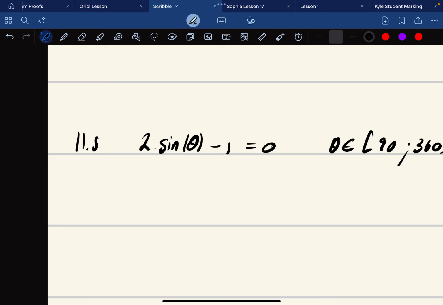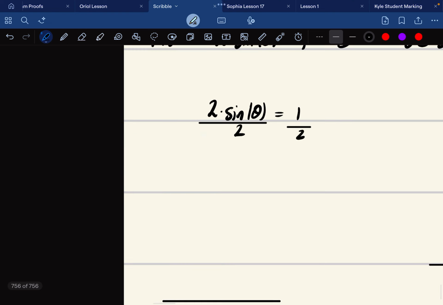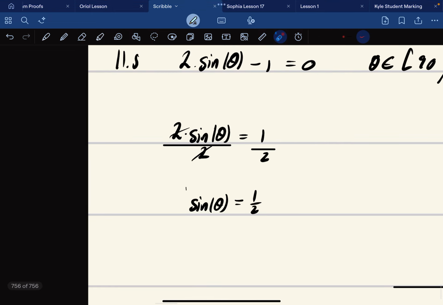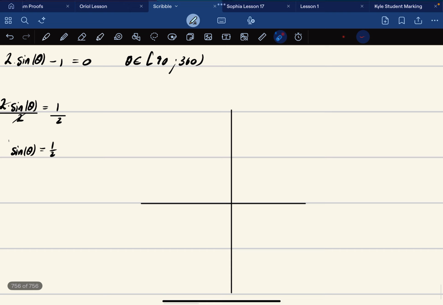So what did I say in the previous question? We must always aim to isolate our sine theta, right? So how do we isolate that? Our first step is to plus 1 both sides. 2 times sine theta is equal to 1. Next step is divide by 2 both sides, because we want to isolate sine. Cancel, cancel. We get sine theta is equal to 1 over 2. Is 1 over 2 positive or negative? It's positive, right?